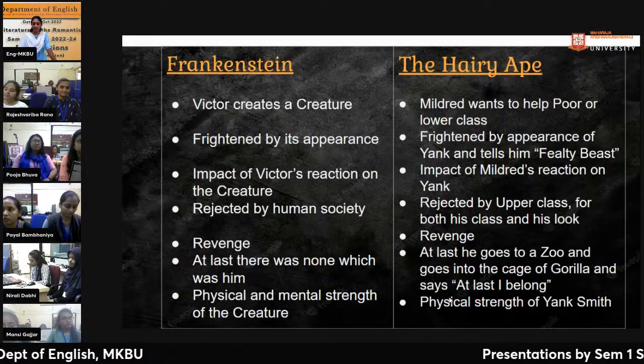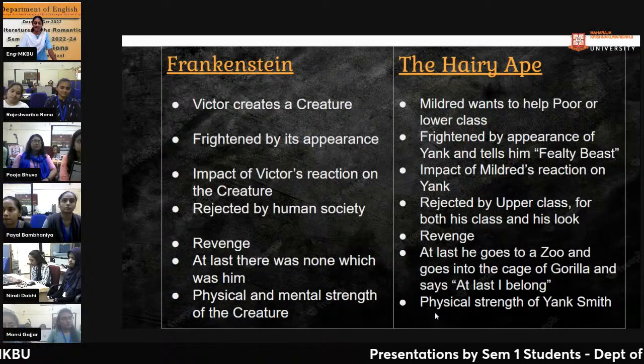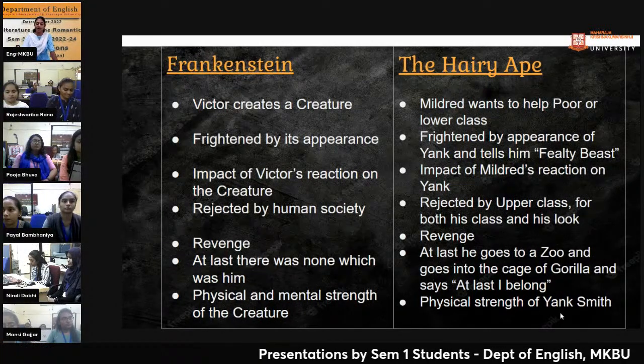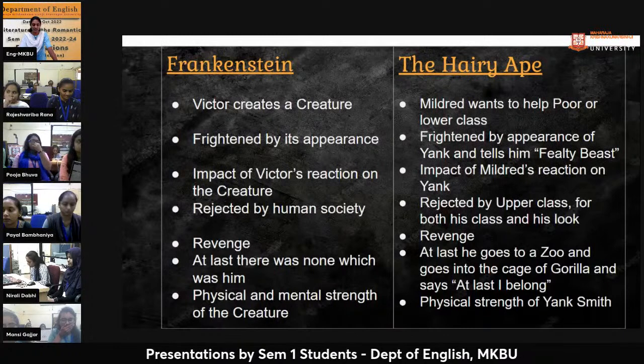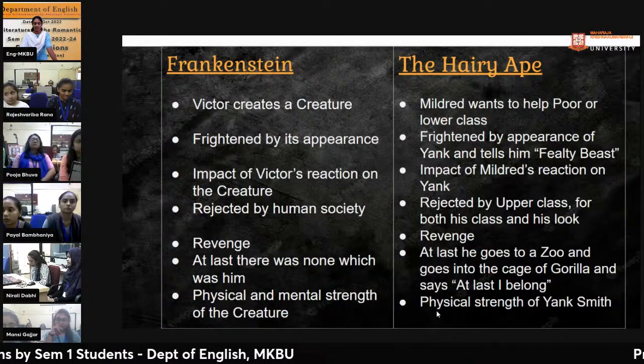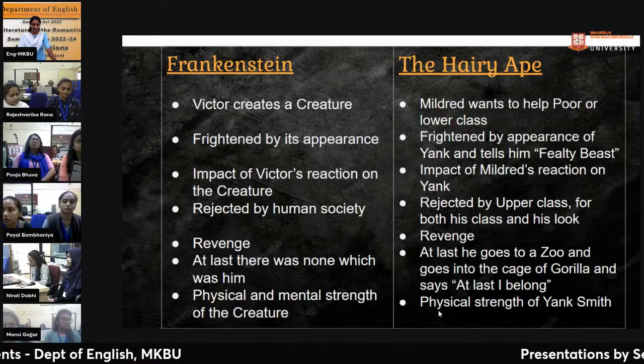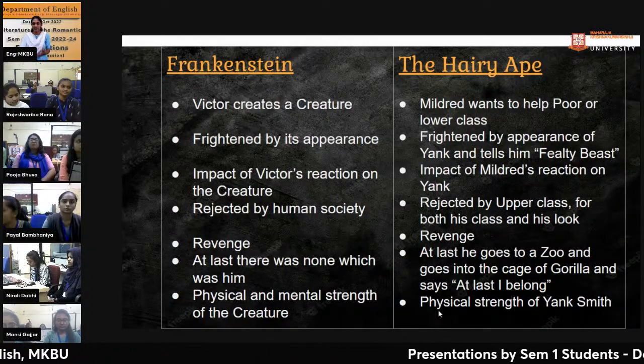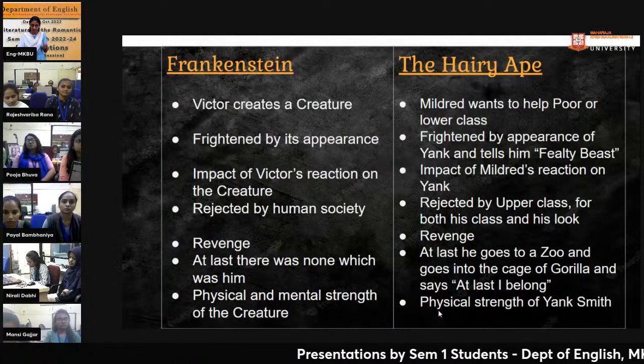In The Hairy Ape, there is physical strength in Yank Smith. I personally didn't find that there is mental strength in Yank, because he always worked physically. There was nothing that required applying his mind.